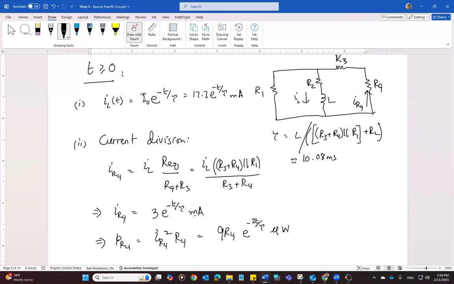Milli is 10 to the power negative 3. You take the square of that, 10 to the power negative 3 times 10 to the power negative 3. It's going to be 10 to the power negative 6. So that's going to give you micro.